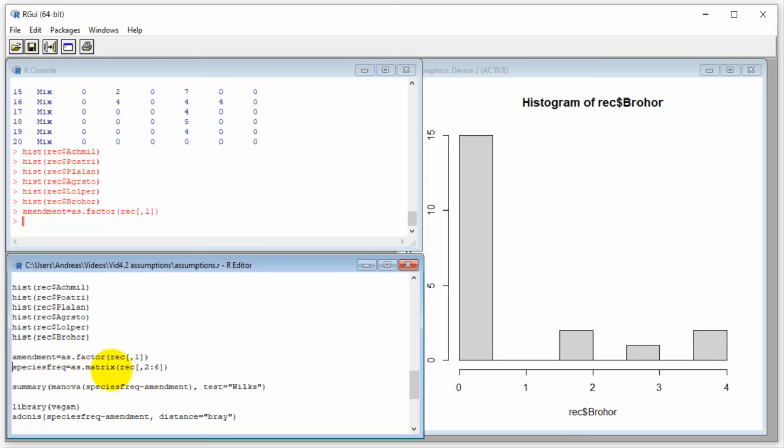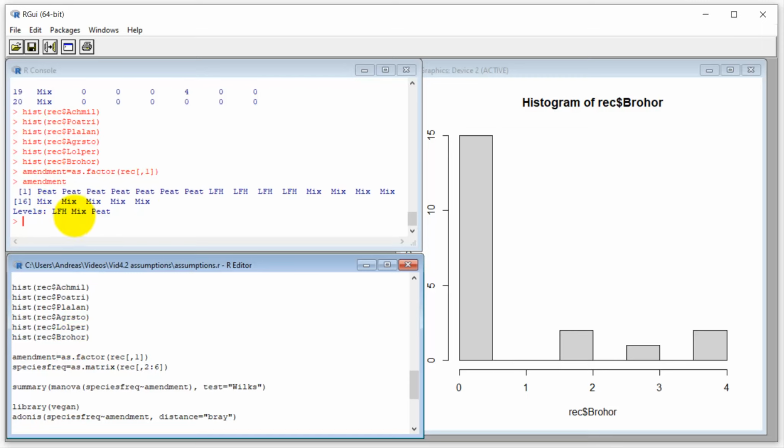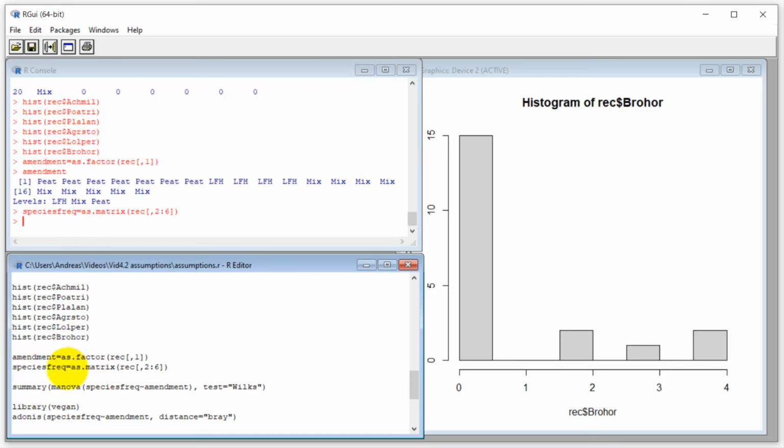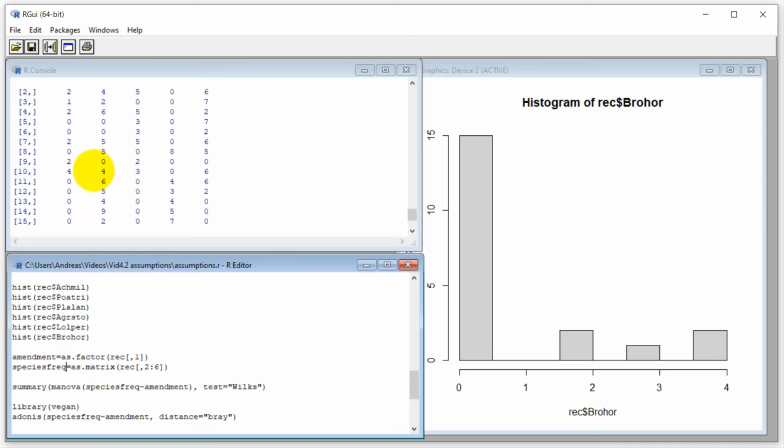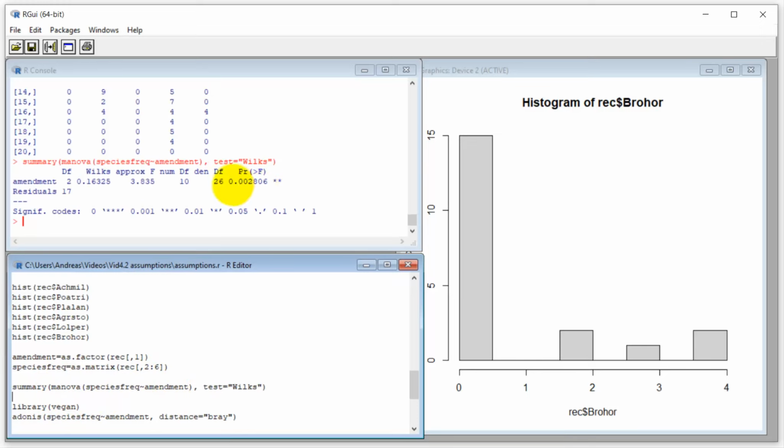So we say what my predictor variable is. These are my amendments. If we look at this, this is just a string of my treatments. And my species frequencies are my response variable. So if we look at that, it's just those numbers here. It's a matrix. And now we can run a multivariate analysis of variance. And we get a nice effect here, 0.002. So those treatments do have a significant effect.